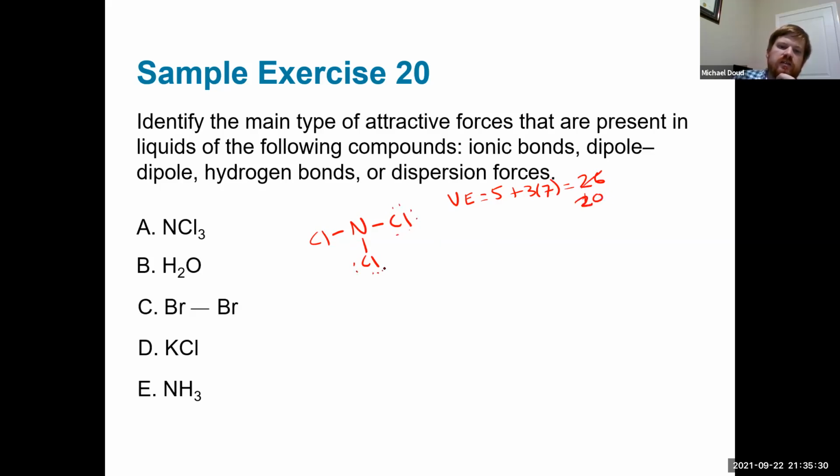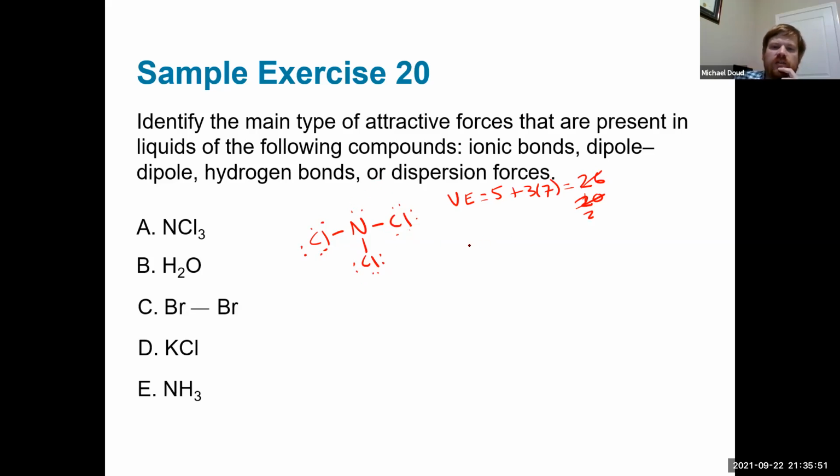So that's 6, oops. There we go. 12, 18, leaving us with 2. That goes on the central nitrogen. Okay, so that's that. Now, the next thing we need to figure out is, are these bonds polar or non-polar?